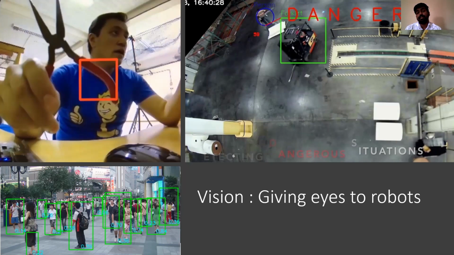Also, we can create face recognition systems, a system that is able to detect human faces. Things like that can be created using Raspberry Pi.